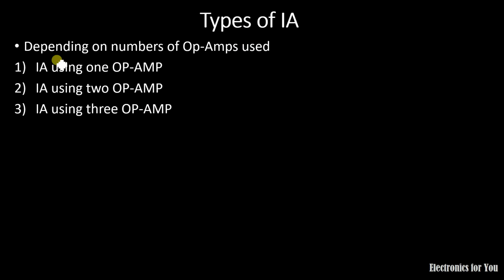Now types of instrumentation amplifier. Depending on the number of op amps used, instrumentation amplifiers are having following types. The first one is instrumentation amplifier using one op amp, then instrumentation amplifier using two op amps, and instrumentation amplifier using three op amps. Our main topic is instrumentation amplifier using one op amp.